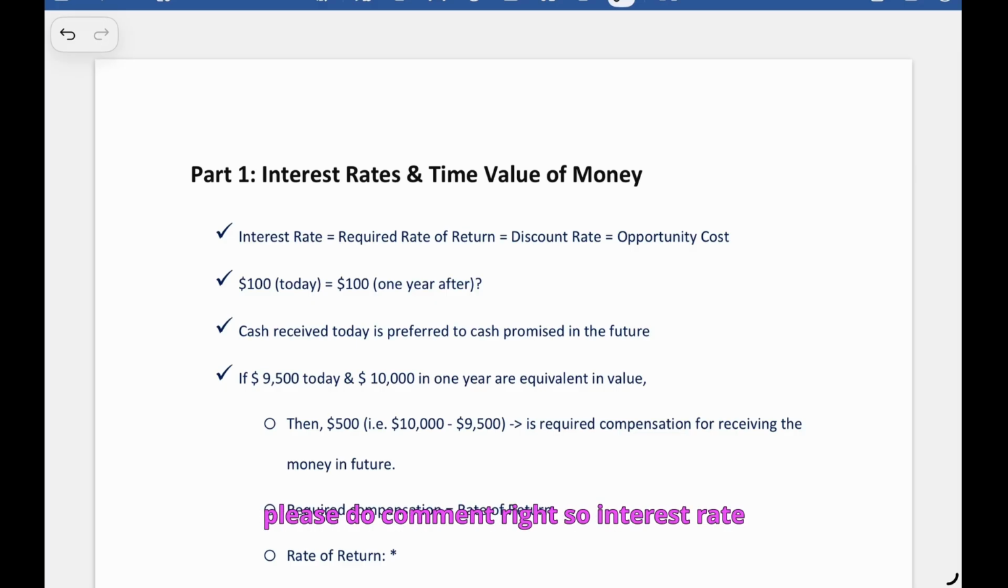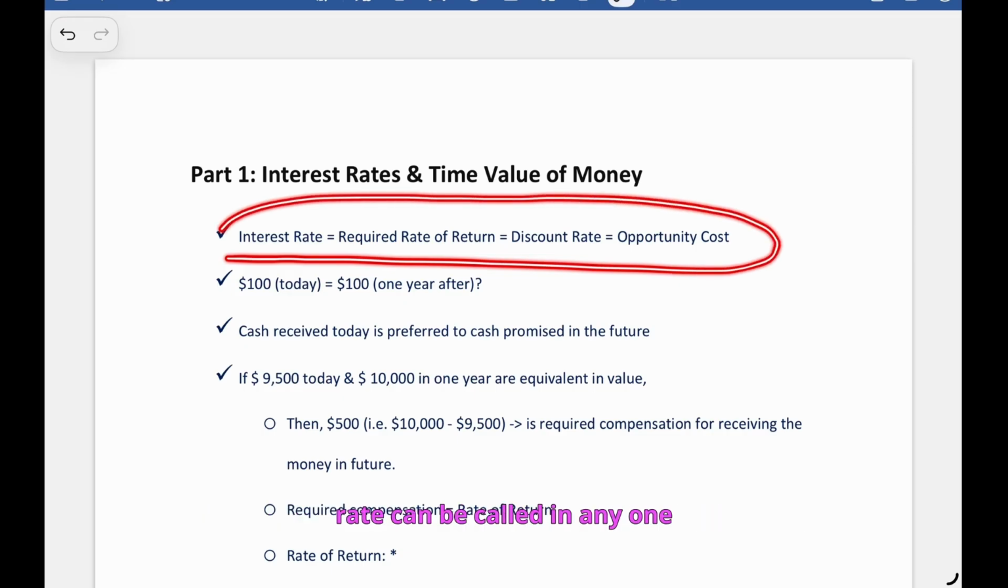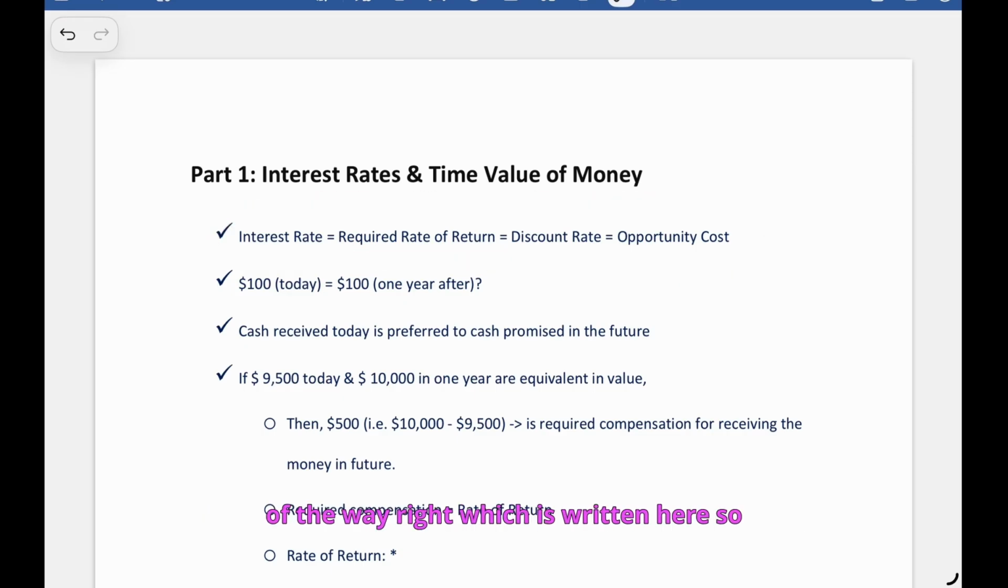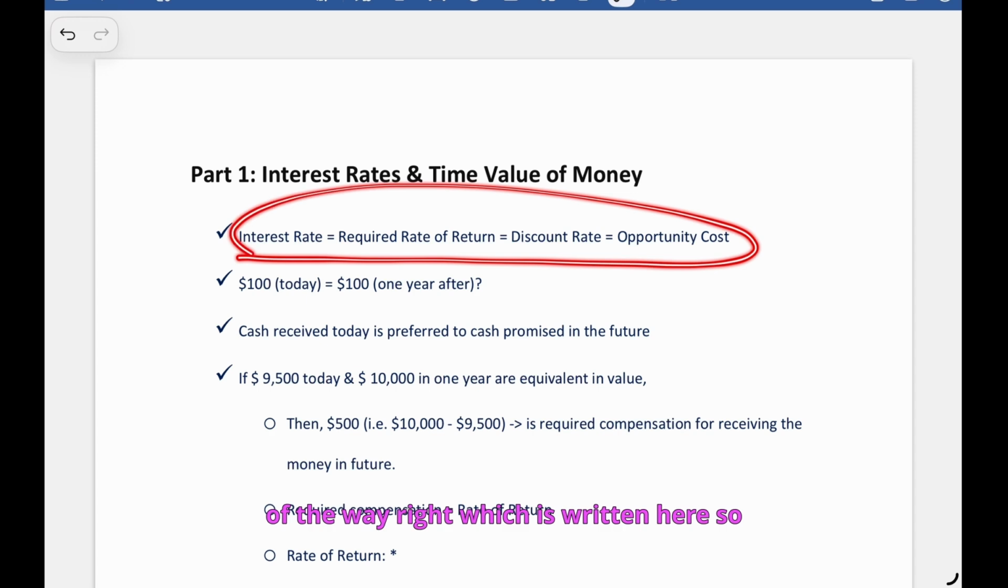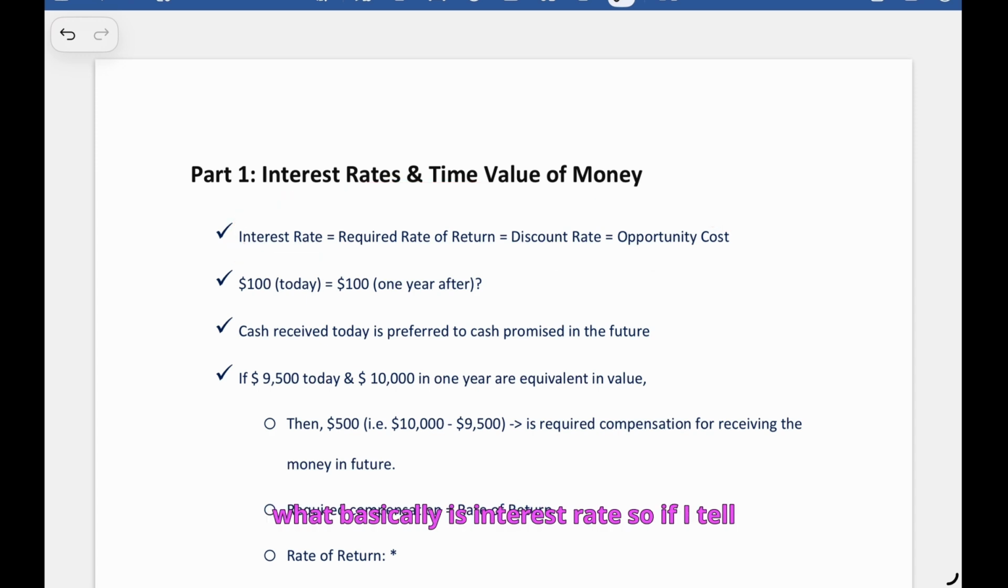Right. So interest rate. Interest rate is known by different names. You can call it required rate of return, discount rate, or even opportunity cost, right? This might be a little confusing. So what I'm saying is that interest rate can be called in any one of the ways which is written here. So what basically is interest rate?